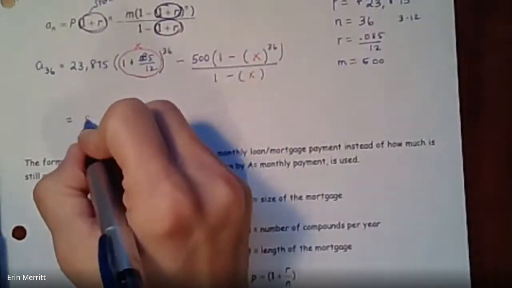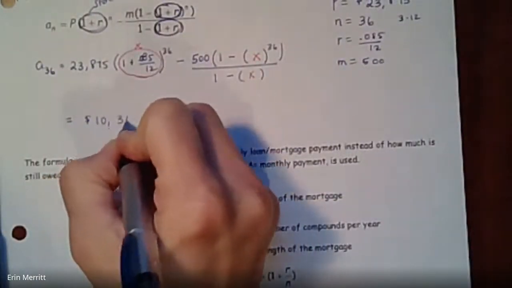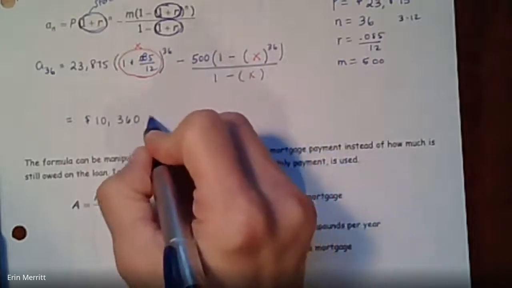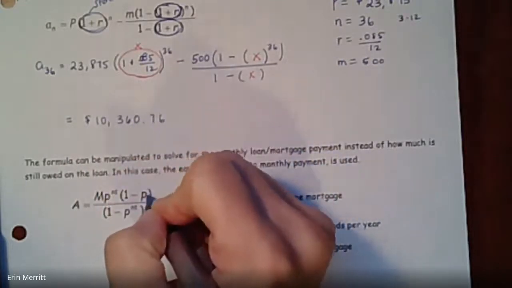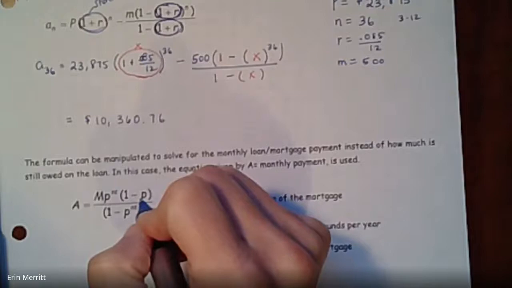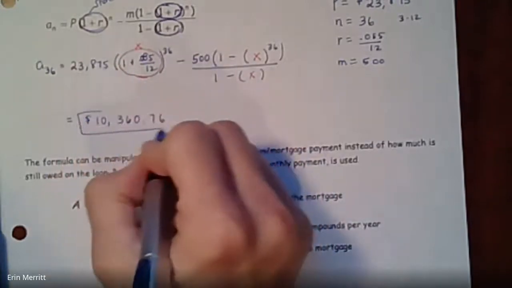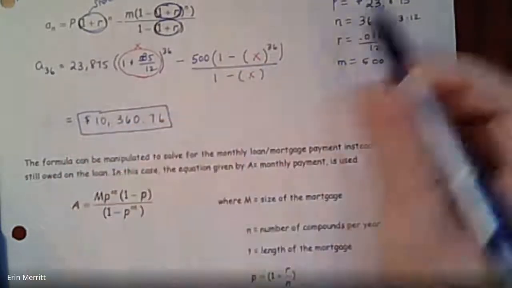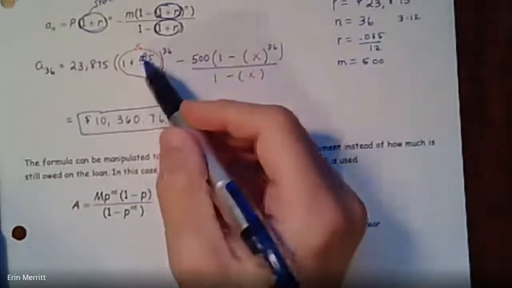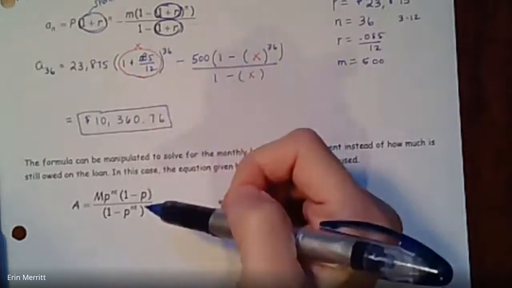So what should be left should have been $10,360.76. So after making those $500 payments for 3 years, they still owe a little more than $10,000 on the car. All right, just goes to show, be careful. Make sure you type the right thing in, and this way you get the right answer.